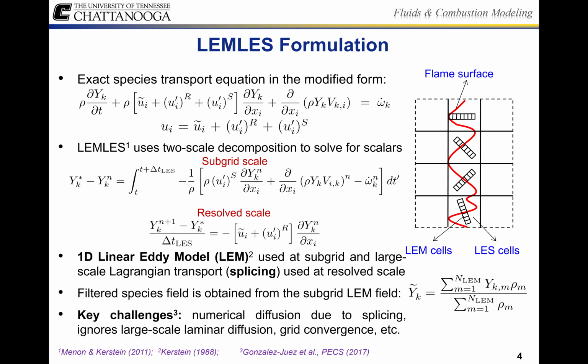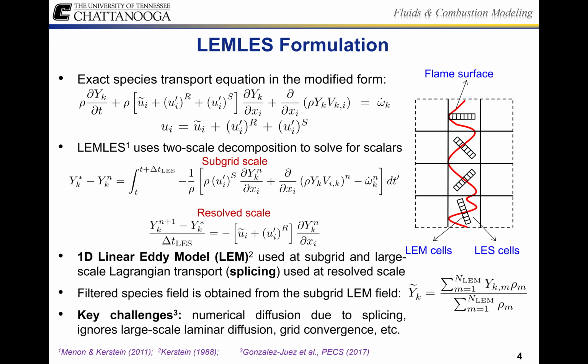So here we have the exact species transport equation in a modified form, and right underneath it is the decomposition of the instantaneous velocity field. So LEMLES uses a two-scale decomposition in order to solve for scalars, in which the first equation shown is rewritten as a two-step problem. However, the implementation of step 2 in LEMLES is distinctively different to the conventional finite volume approach, since it employs a Lagrangian transport approach.